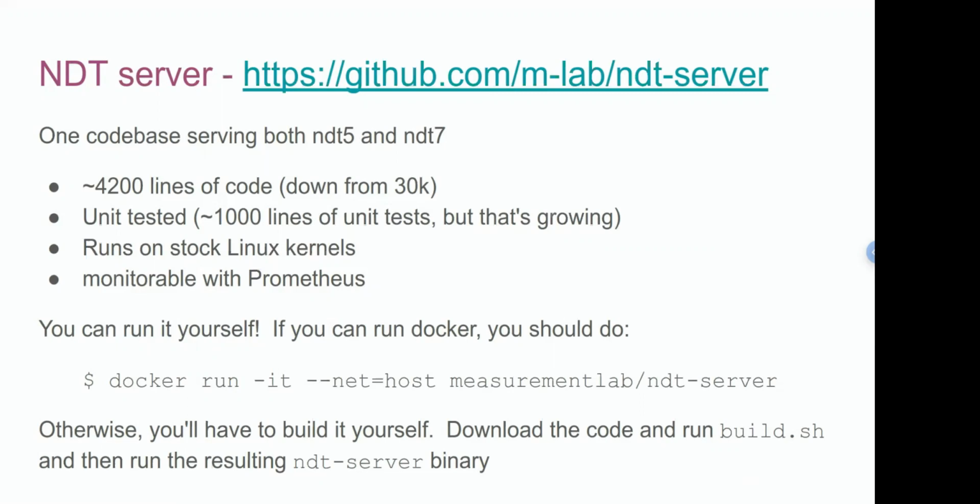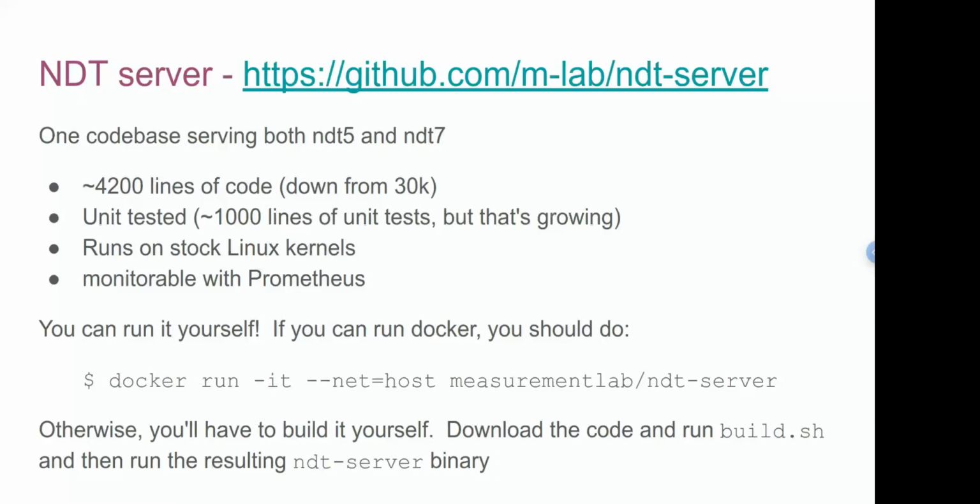It's 4,200 lines of code, down from 30K, which I'm really happy about. Less code is less problems. It's unit tested. It's 1,000 lines of unit test. That's growing. I anticipate it more than doubling. It runs on stock Linux kernels, at least stock modern Linux kernels, and it's monitorable with Prometheus. So if you're the kind of person who likes monitoring things with Prometheus, hey, you can do that with the NDT server. You can run it yourself.